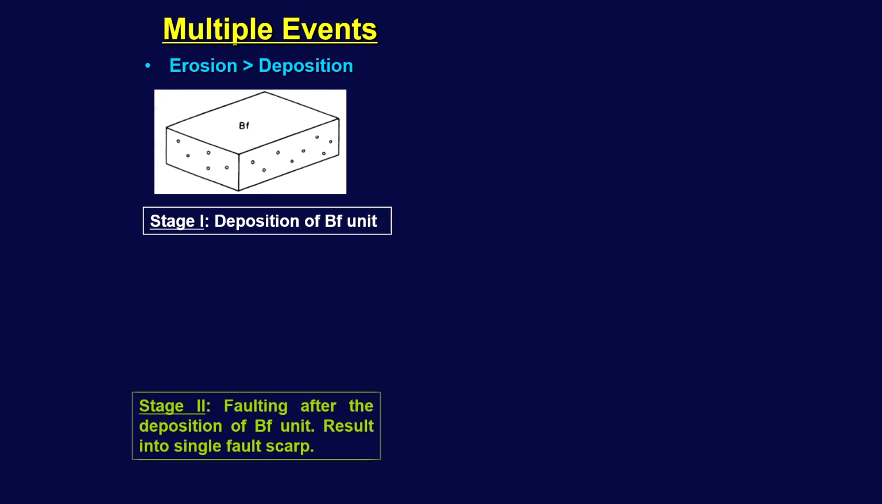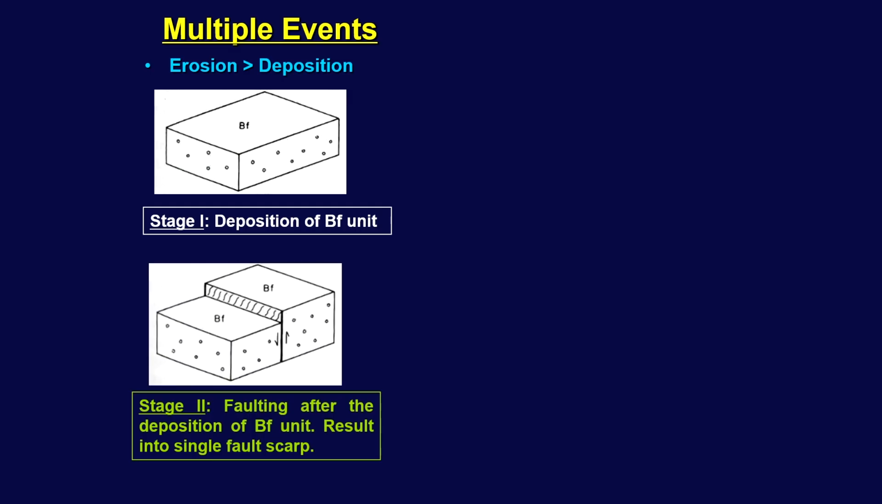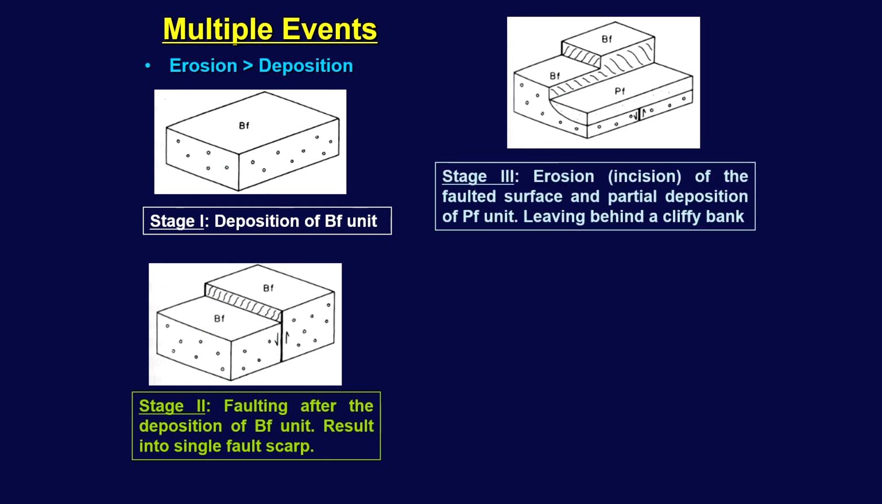So, again the same, you have the BF deposition, then you have faulting here, and then you see a sort of erosion here, because the stream is flowing down slope like this. So, there is an erosion here and this erosion has deposited your PF. Let us say that this one was your T2, which has been faulted here, and this will be your fault scarp.